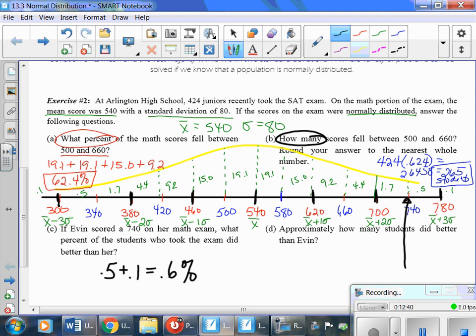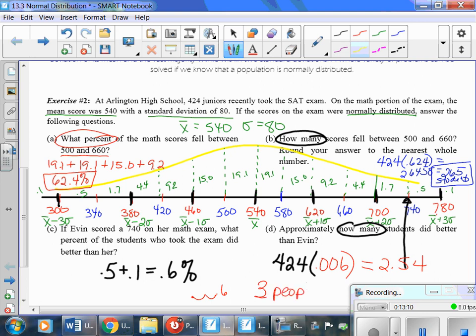And then approximately how many students? So out of that, we're going to use our 424 juniors again. We're going to multiply. Now be careful with that 0.6%. Remember, when you have 0.6%, you have to move the decimal point over 2 places. So it's 0.006, all right? And that's going to turn out to be only 2.54 people, but it says rounded to the nearest person. So basically, we're going to say 3 people did better than Evan on this exam. Good for Evan.